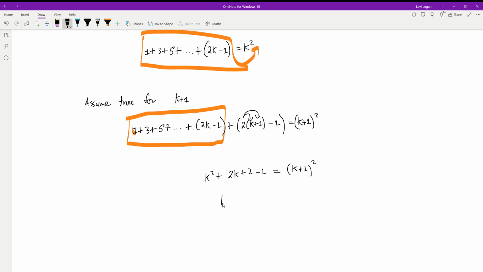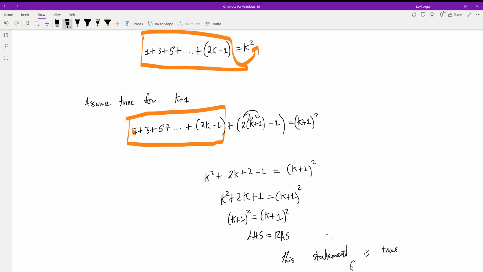Now simplifying this gives you k squared plus 2k plus 1 is equal to k plus 1 all squared. And you notice this is actually a perfect square. So this here is equivalent to k plus 1 all squared, which is equal to our right hand side. So therefore the left hand side is equal to the right hand side. Therefore this statement is true for all integers, because we basically worked out every general case.